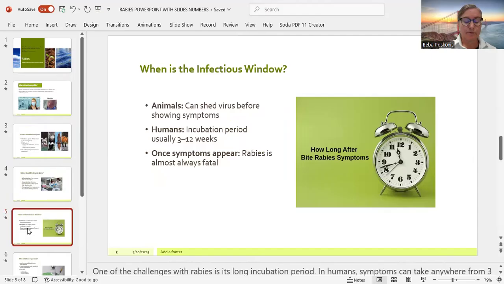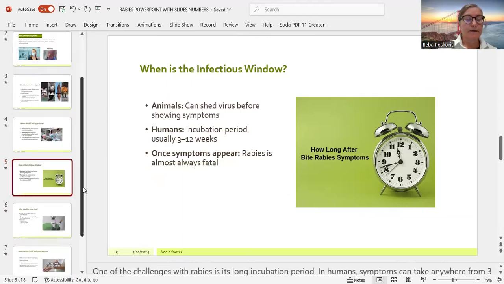Then there is the infection window. One of the challenges with rabies is the long incubation period. In humans, symptoms can take anywhere from 3 to 12 weeks or even longer to appear. However, once symptoms begin, the disease is almost always fatal. Animals may shed the virus even before they look sick, which makes any bite or exposure a potential emergency. It is very critical to use PEP immediately.